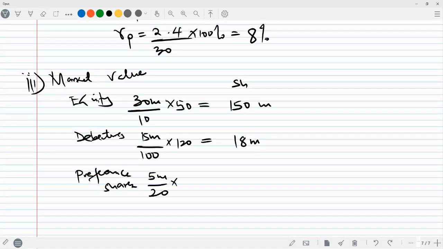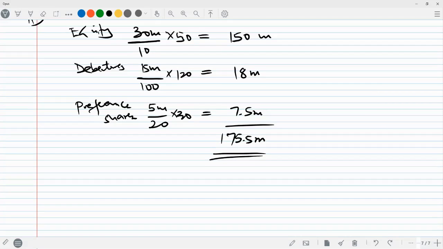We multiply by the market value per preference share, which as per note 1 is 30, to give us 7.5 million. Those three give us the total market value: 150 plus 18 plus 7.5 gives 175.5. Confirm. It's correct. That's 175.5 million for the total market value of the three company capital sources.